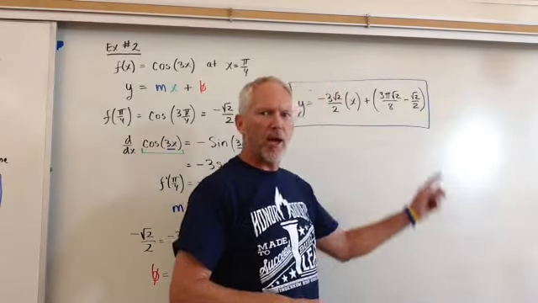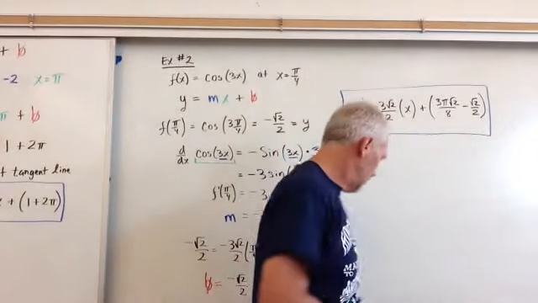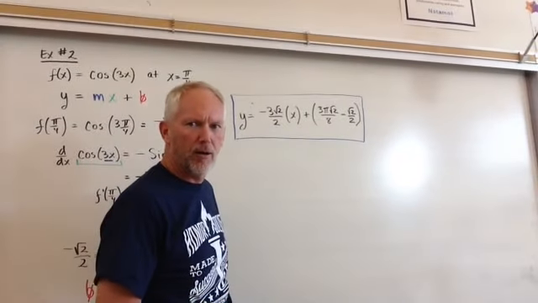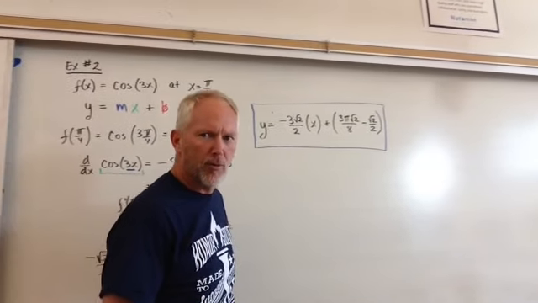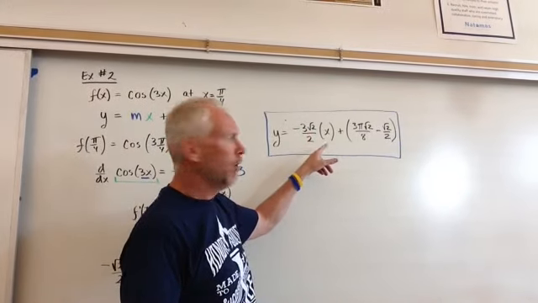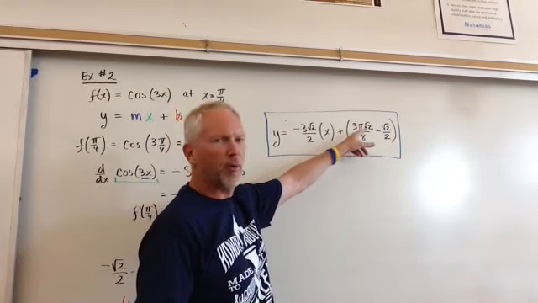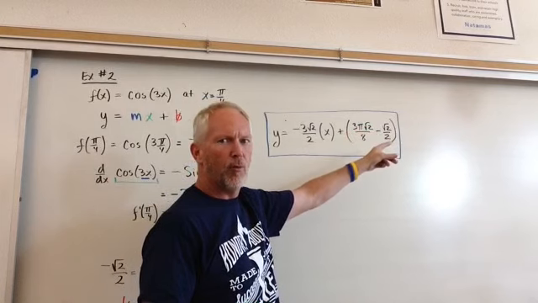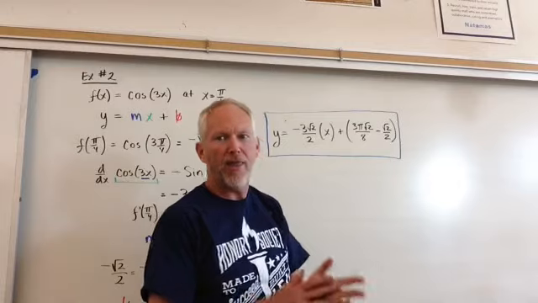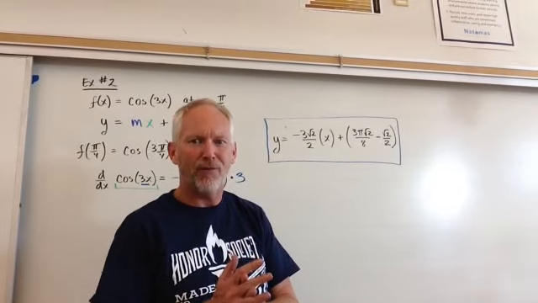So let's see, hope you can see that. Right there. So y equals negative 3 root 2 over 2 times x plus 3 pi root 2 over 8 minus root 2 over 2. And that is your tangent line function.